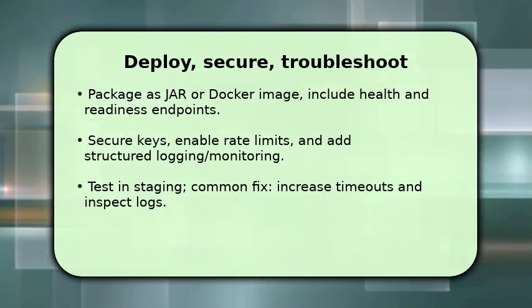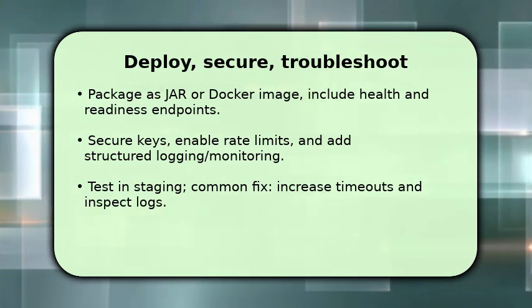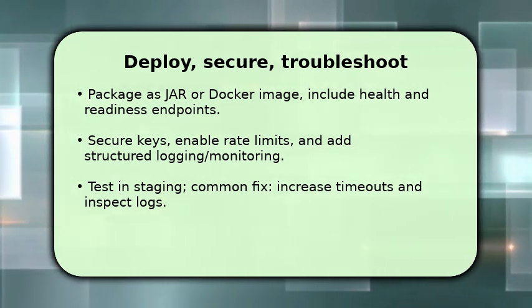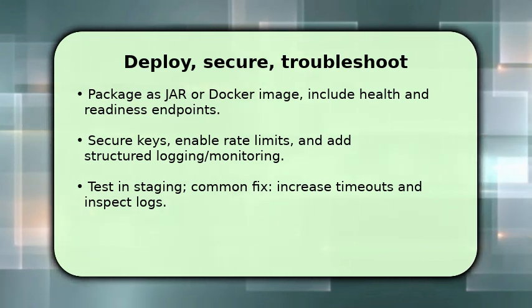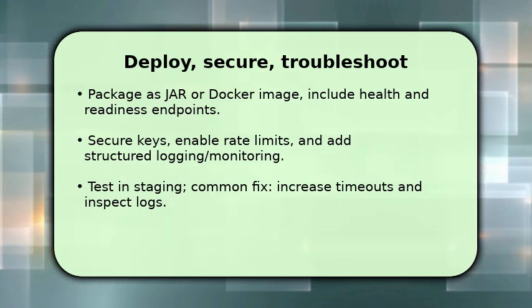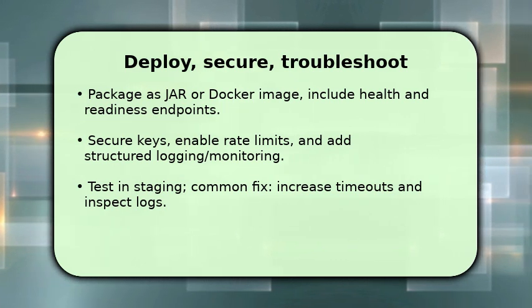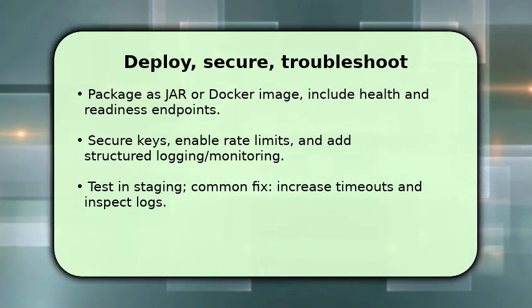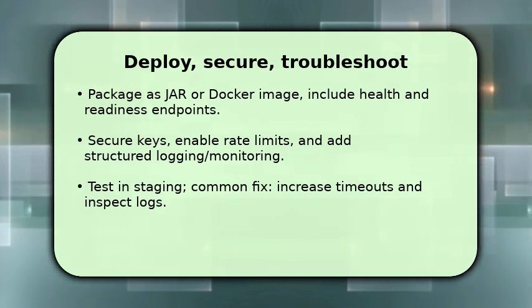Make sure API keys are managed securely through environment variables or a secret store, enable rate limiting, and add structured logs and metrics so you can observe behavior. Validate end-to-end flows with real user prompts. If requests fail, check logs and increase HTTP timeouts first. Often the issue is network latency or missing headers. Finally, iterate on prompts and intent rules to improve responses.